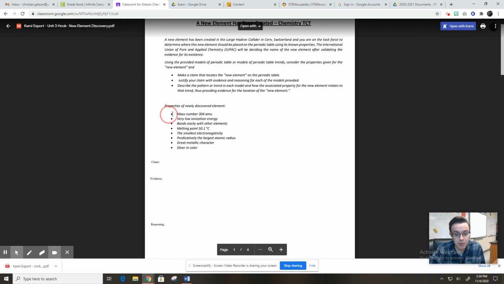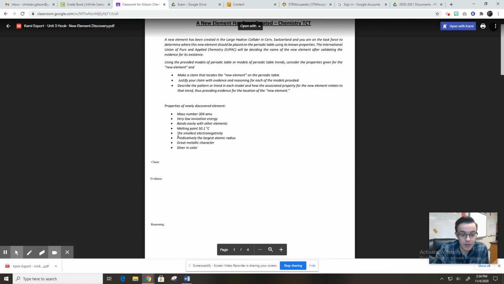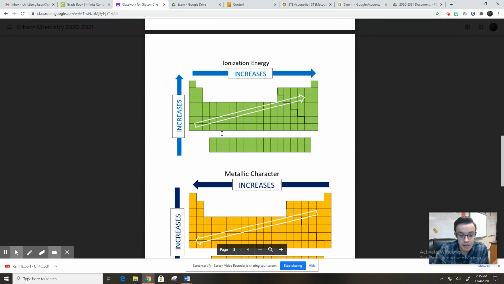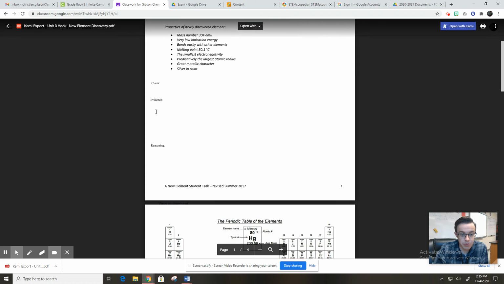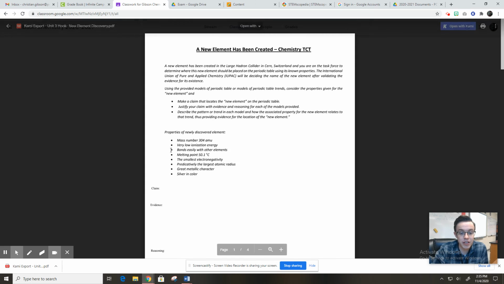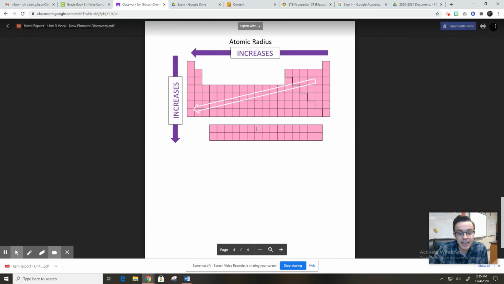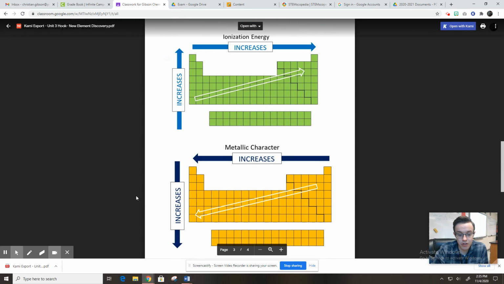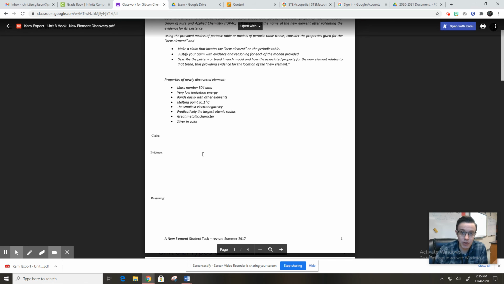Your evidence is going to be the parts of these that helped you figure out where it went. So if it being silver didn't help you, then don't put that in your evidence. But if it's having a really small electronegativity did help you, then you'll copy that bullet point into your evidence. Okay, and then in your reasoning, you're just going to basically explain what you see in these charts here, or these periodic tables with the trends, and explain how that helped you develop your claim.